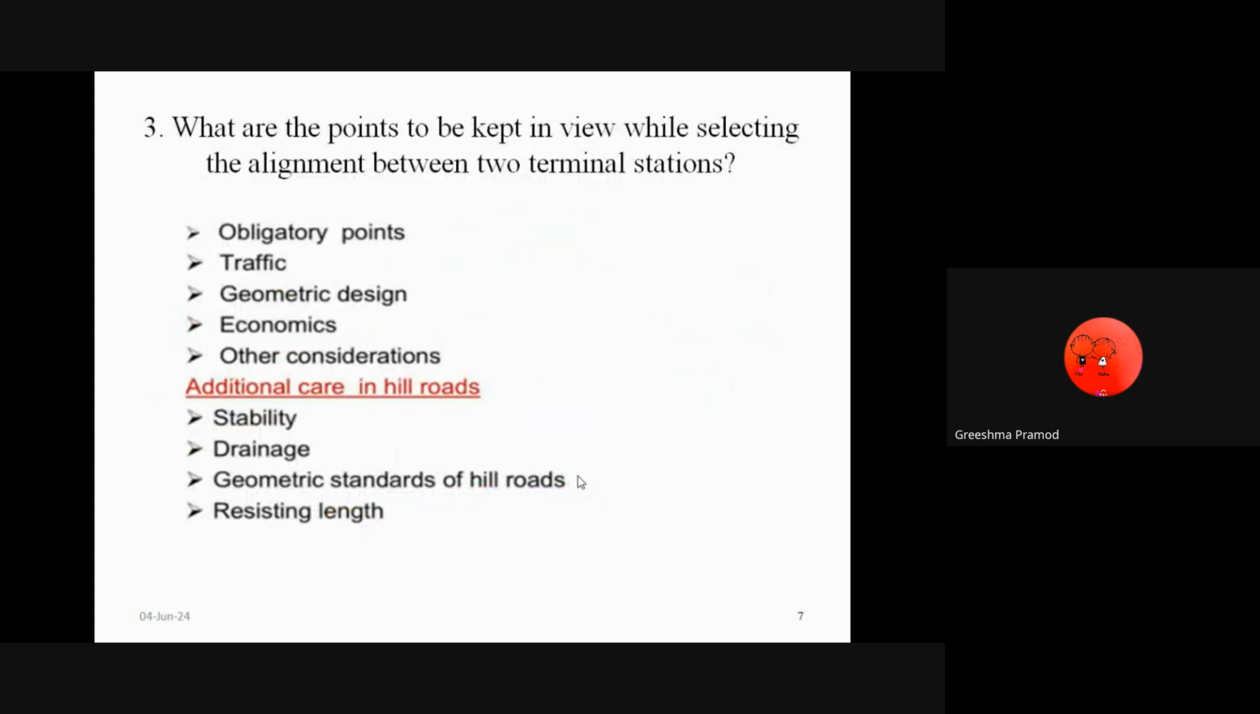And what are the points to be kept in view while selecting the alignment between two terminal stations? These are the points you need to consider: the obligatory points, and then traffic, the geometric design, economics, and the other considerations. Additional care you also need to consider for hill roads, like stability, drainage, geometric design of the hill road, and resisting line must be considered. You need to give a brief explanation of all those.